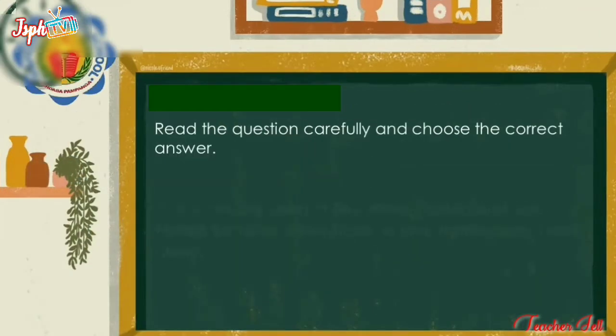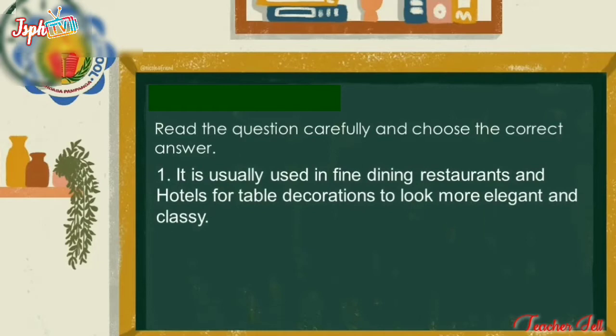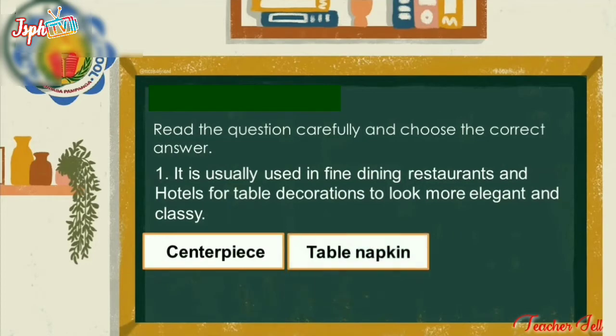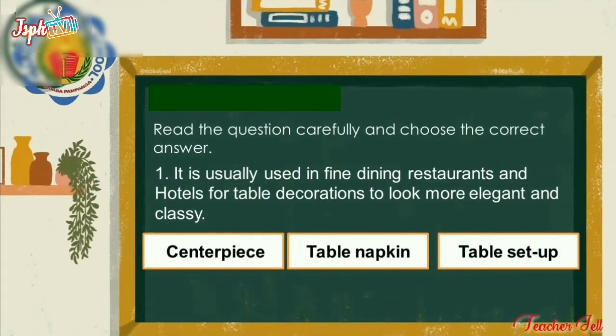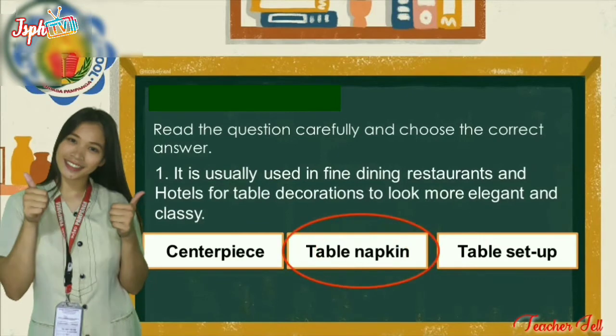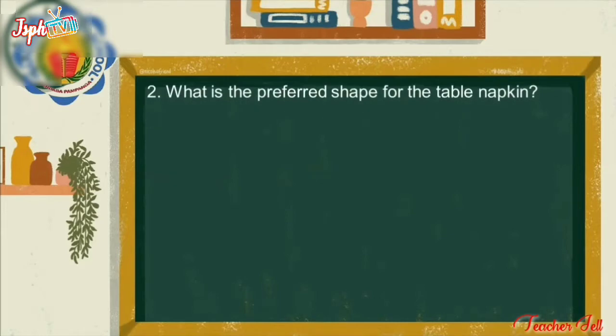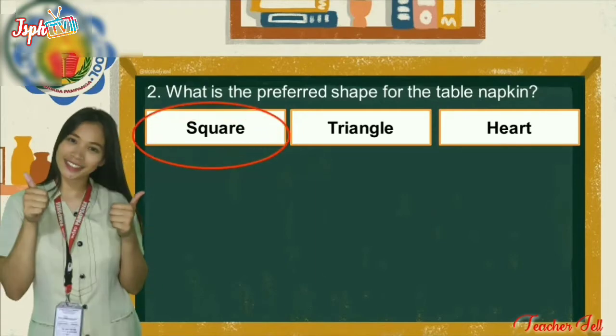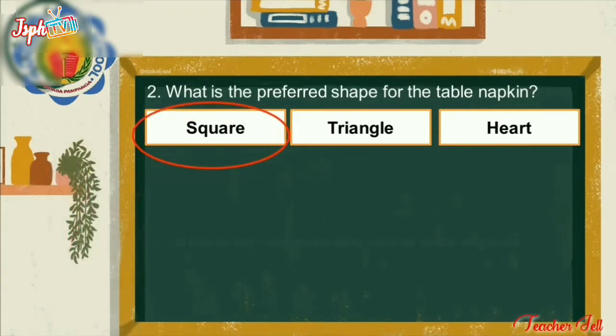Read the question carefully and choose the correct answer. It is usually used in fine dining restaurants and hotels for table decorations to look more elegant and classy. Centerpiece, table napkin, or table setup. Number 2. What is the preferred shape for the table napkin? Square, triangle, or heart? Okay, square is the preferred shape for the table napkin or the rectangle.